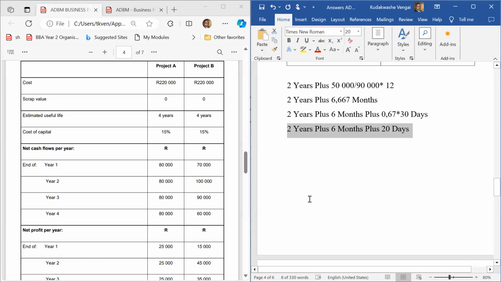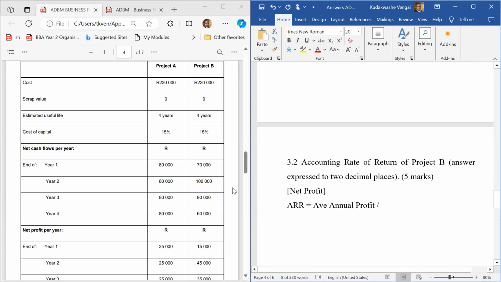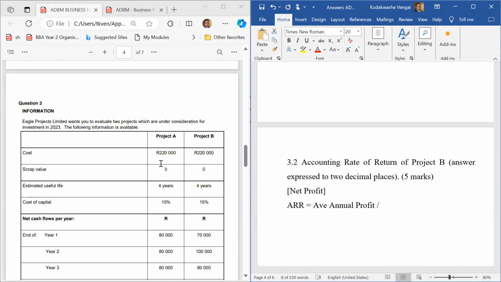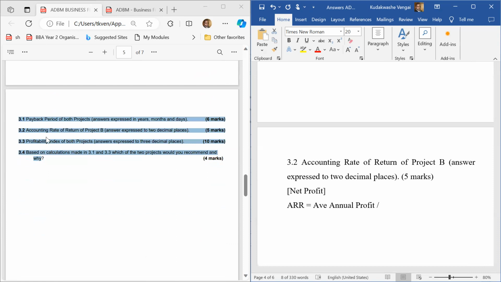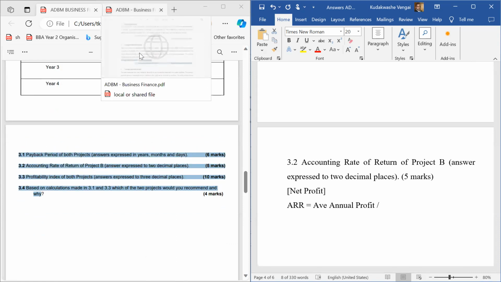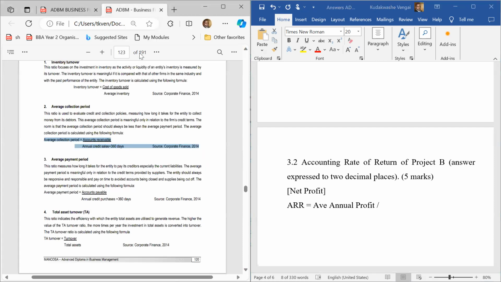What was I doing? You're looking for net profit. Okay, net profit. All right. Average annual profit of, okay, yeah, I wanted to check something here. Accounting rate of return on project B. So accounting rate of return, it's like what we're talking about under the ratios.